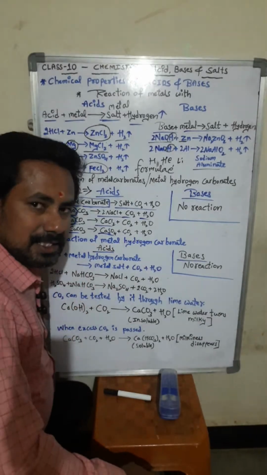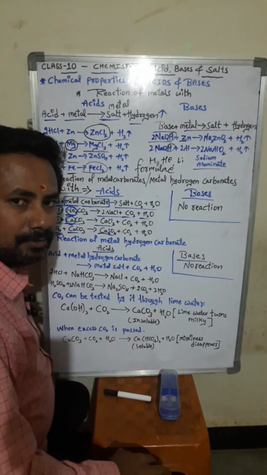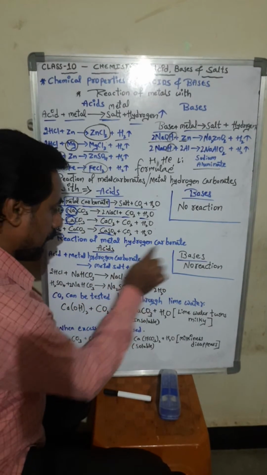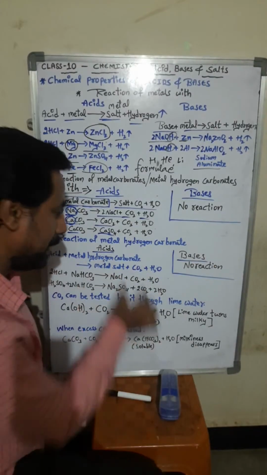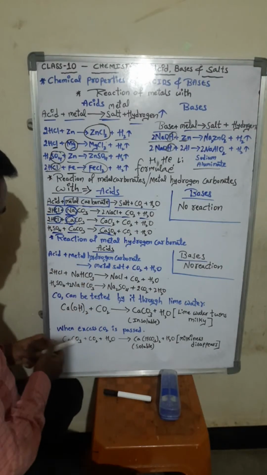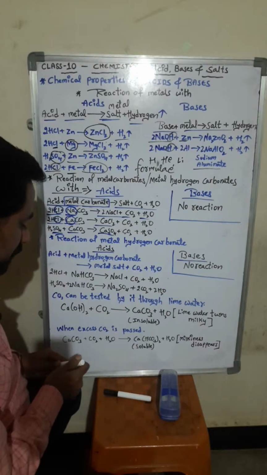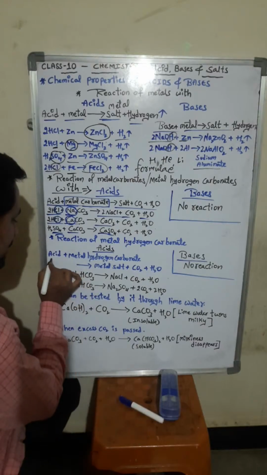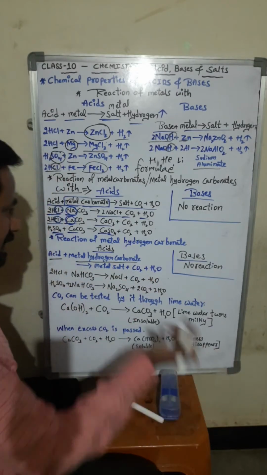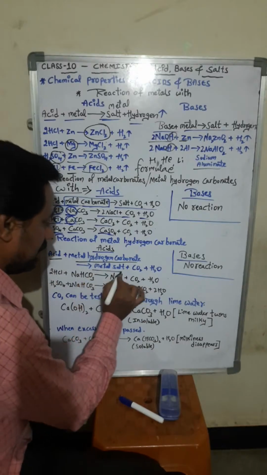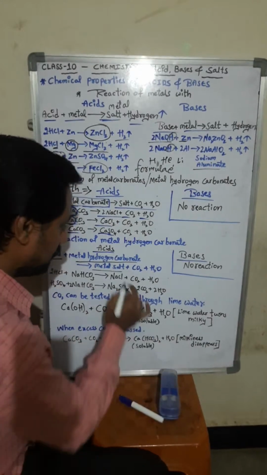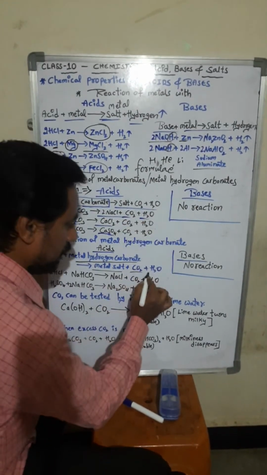Next, reaction of metal hydrogen carbonates with acids and bases. Metal hydrogen carbonate. Okay, let us see one by one. So this formula is very, very important. I am telling you people. Acid plus metal hydrogen carbonate. What will be the result? Same result. Metal salt, carbon dioxide, water.